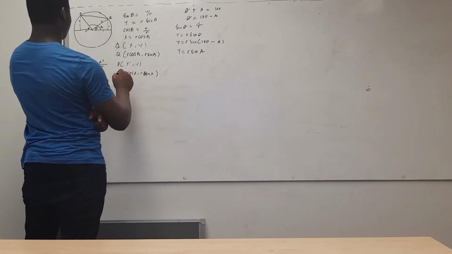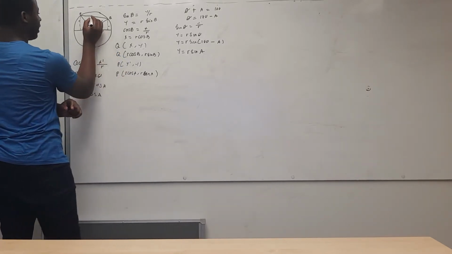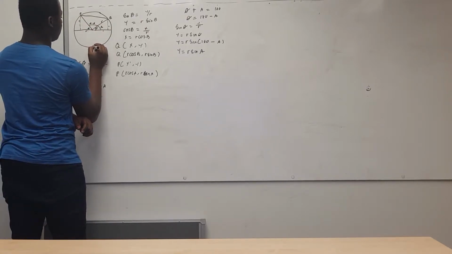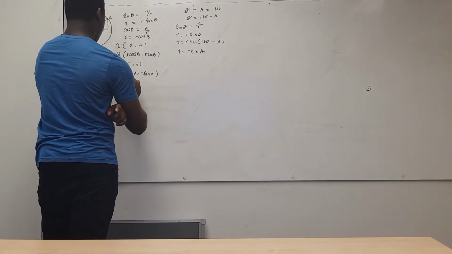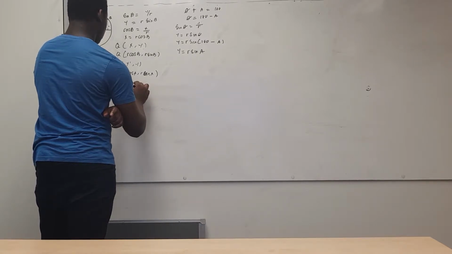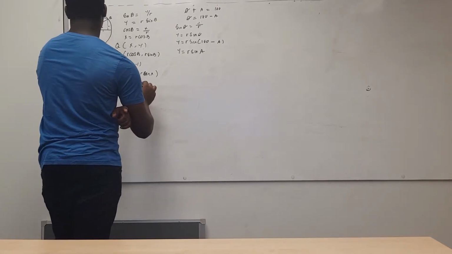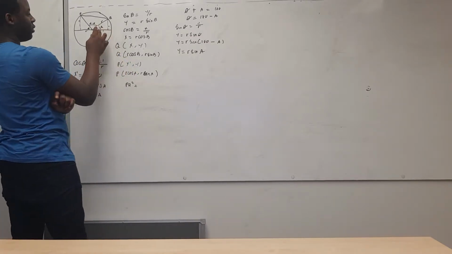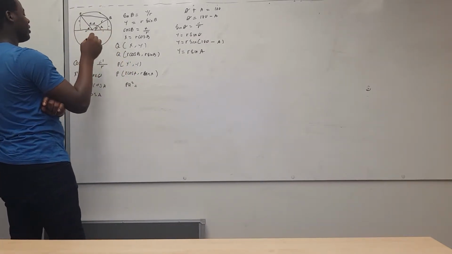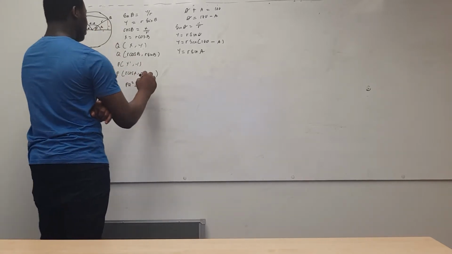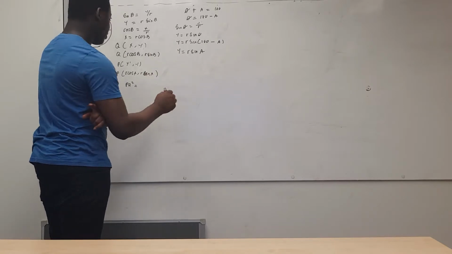So we know PQ squared. This angle here is A minus B. We know PQ squared is equal to r squared plus r squared, because this length squared plus this length squared is r squared plus r squared, which is 2r squared.